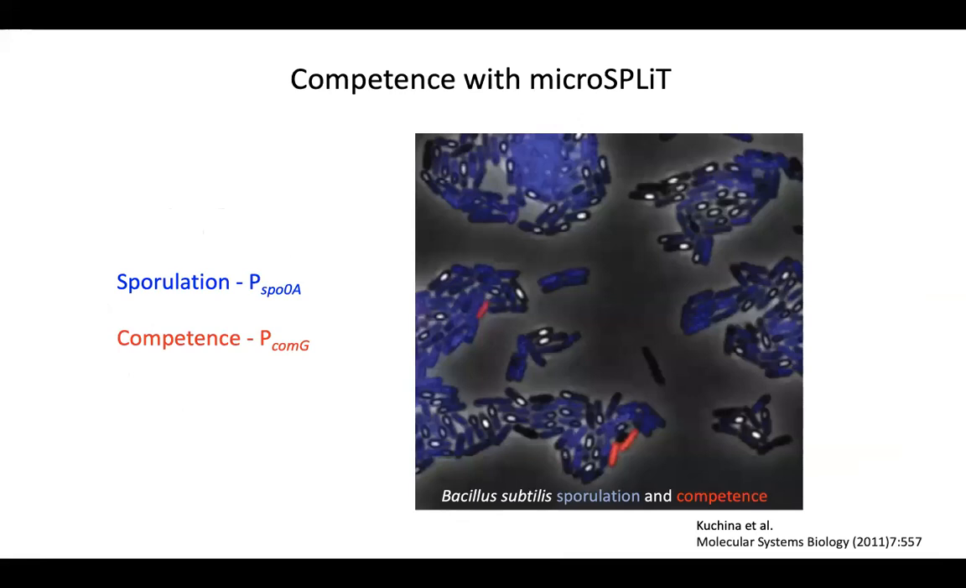Okay, so I spent lots of time looking at competence in grad school, so I was really interested in this question. Can we now detect competence with microSPLiT? And competent cells, to remind you, are these little red cells right here that activate the competence circuit.